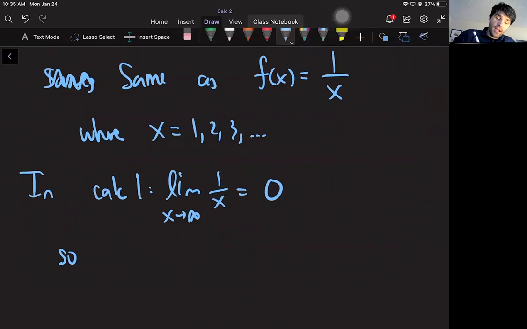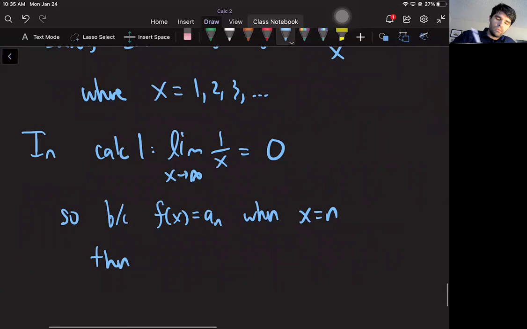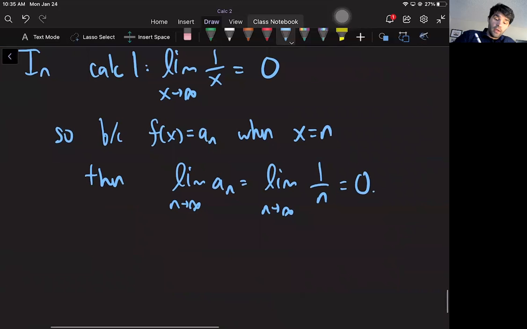So because they match, let me write it like this. They match whenever x and n are the same thing, then they have the same limit. So this guy will also be 0. So then this guy converges to 0 too.